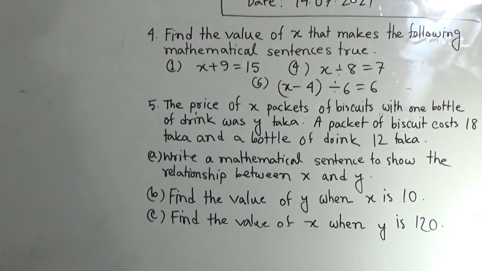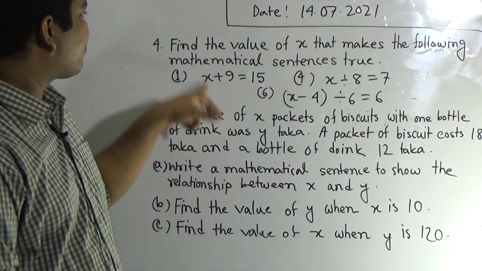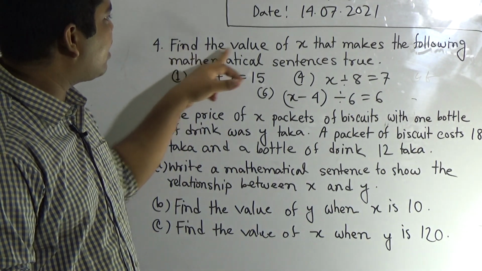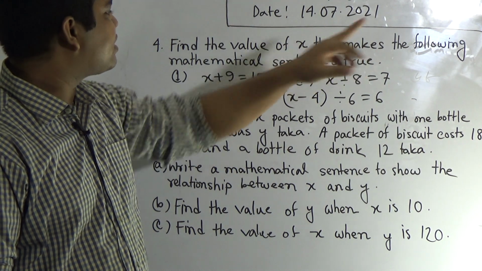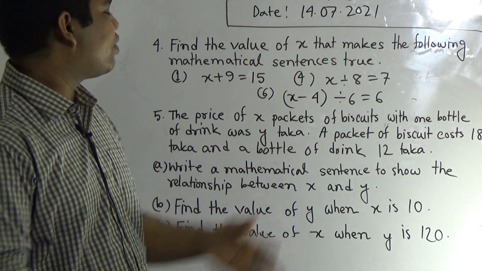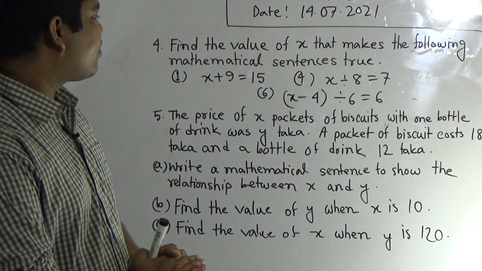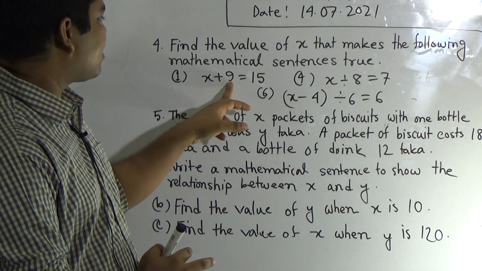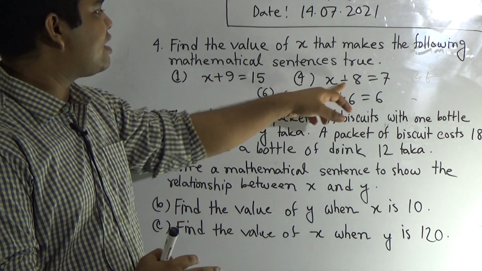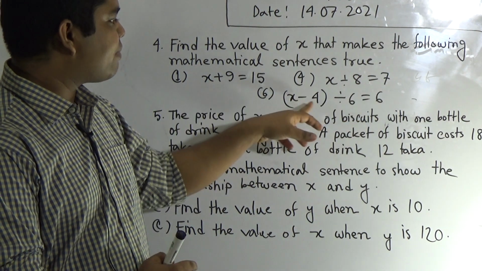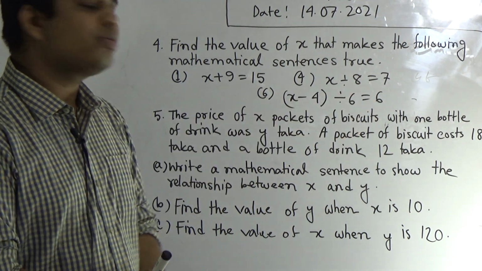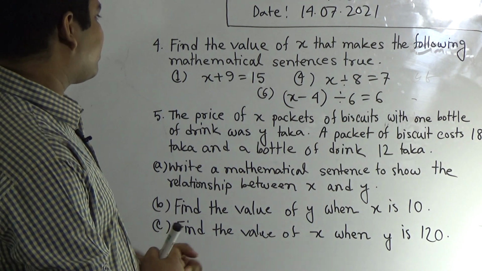I have written question number 4 on the board. The question is: find the value of x that makes the following mathematical sentence true. My dear students, there are 3 problems. They are x plus 9 equal to 15, x divided by 8 equal to 7, (x minus 4) divided by 6 equal to 6. We need to find out the value of x.